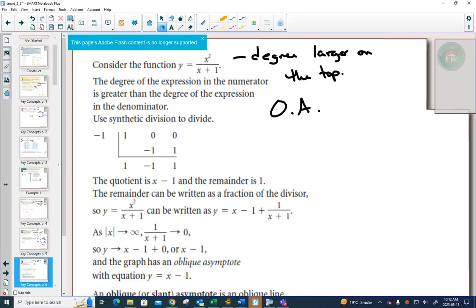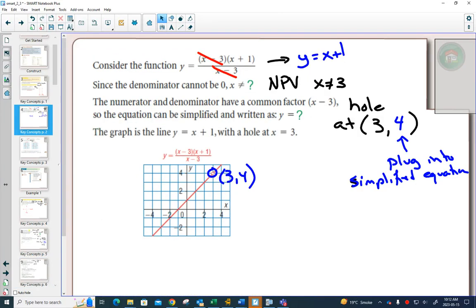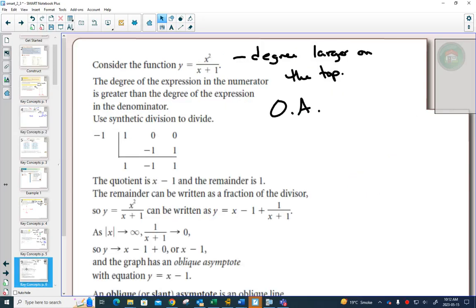in an oblique asymptote, except if it simplifies, because we did an example, characteristic number 1. We did an example with a hole. It started off with an x squared on the top and an x on the bottom, but once it simplified, it just turned into a line. Then we'll graph the line with the hole. But if things do not simplify and the degree is larger on the top, then you are going to get an oblique asymptote, which is a diagonal asymptote.